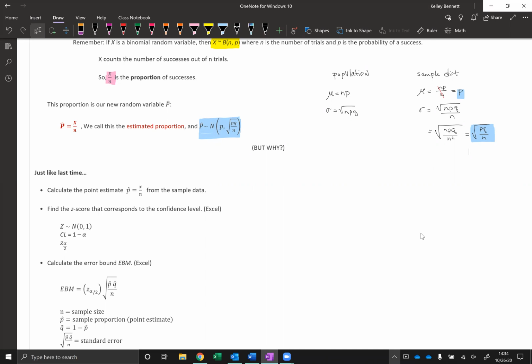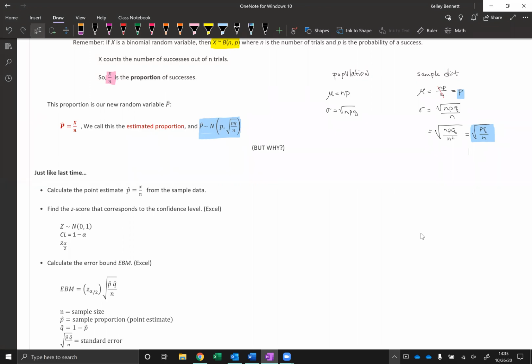The next step is to find the z-score. Because capital P hat is normally distributed, and normal distributions are associated with a z-score, we use a z-score. Whereas in 8.2, we didn't quite have a normal distribution. We had a t-distribution, and those are associated with t-scores. All right, so we're normal. We have a z-score. We know how to compute the z-score just by the confidence level, and we have Excel to do that for us.